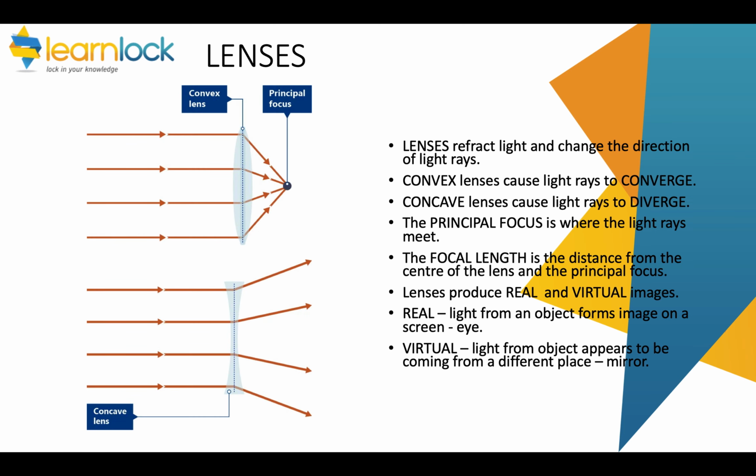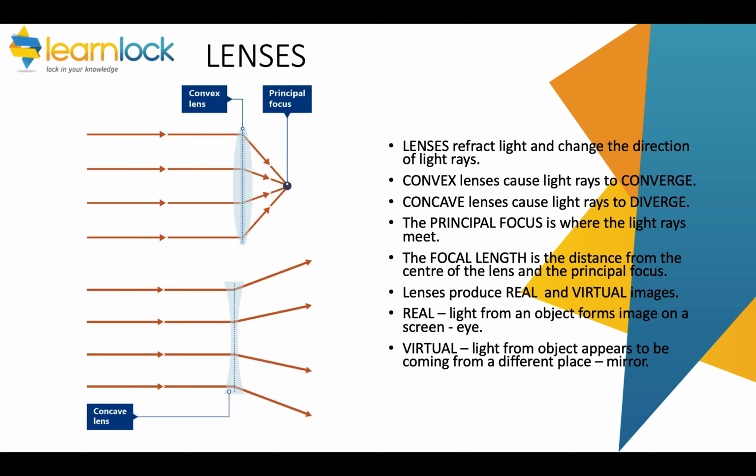First of all, lenses. Lenses refract light and change the direction of the light rays. There's two types of lenses. The top diagram shows a convex lens, and that makes the light rays converge or come together. Concave lenses, as shown below, cause light rays to diverge or move apart.